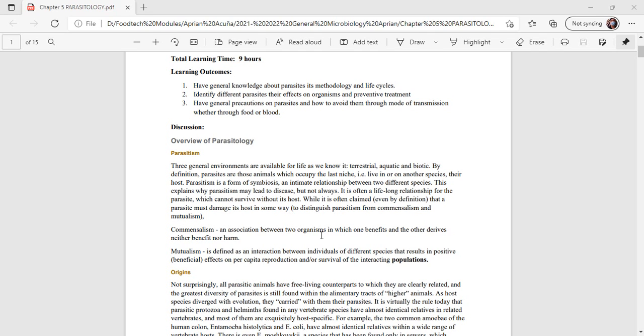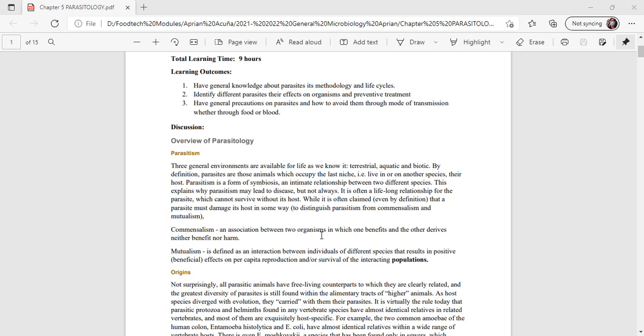Okay, so you have here your commensalism. It is an association between two organisms in which one benefits and the other derives neither benefit nor harm. Ibig sabihin, requirement lang sa imo organism or species ang imo host. Hindi siya mag-cause either harm or makahatag man benefit sa iyang host.